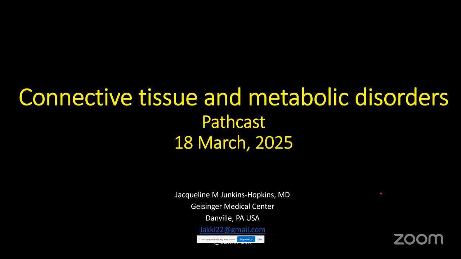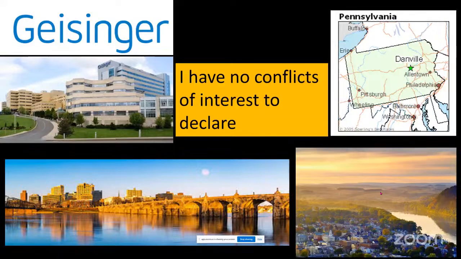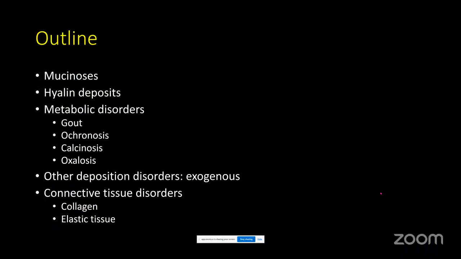I'm going to talk about, in general, deposition disorders and some connective tissue or collagenous or dermal problems. This is where I practice at Geisinger Medical Center, which is in rural Pennsylvania, not too far from a few big cities, but still rural. So here are some different things we're going to talk about. Mucinoses, the hyaline deposits or the eosinophilic deposits like amyloid and its mimics, some metabolic deposition disorders, some exogenous deposition disorders. And then in the end, I'm going to try to hit collagen and a few elastic tissue disorders.